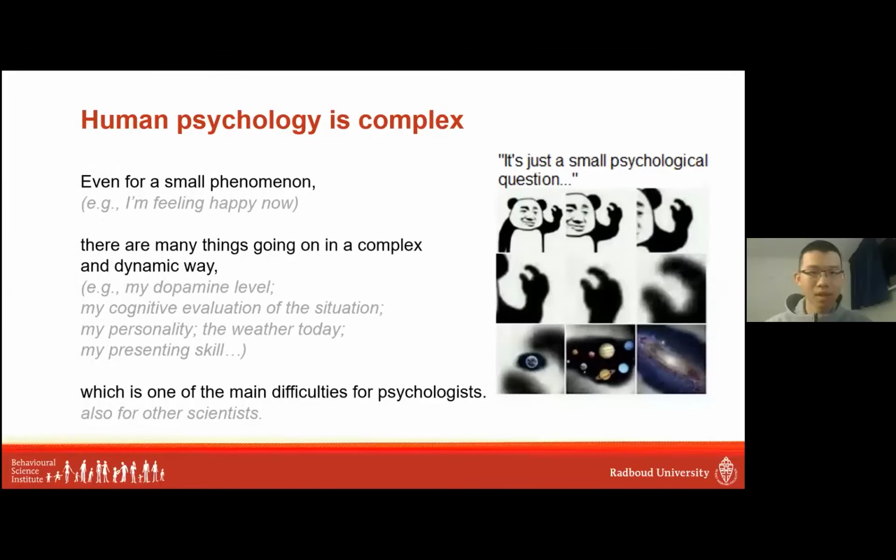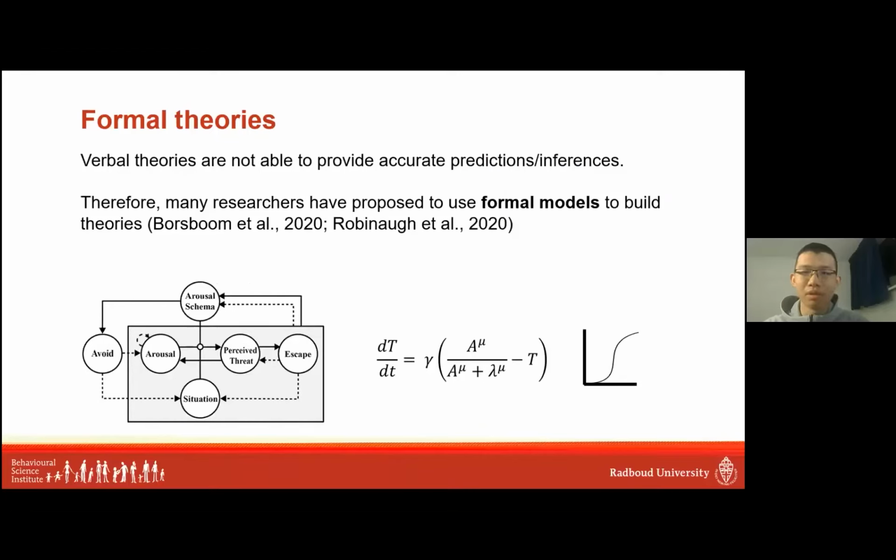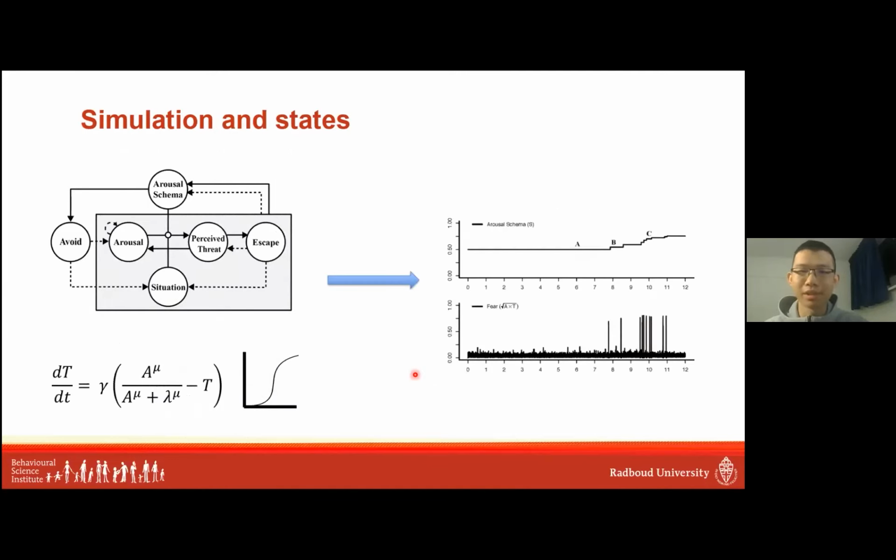Human psychology is a very complex system. That means even for a very small phenomenon, there is a lot going on behind it in a complex and dynamic way. And these complex interactions make psychological phenomena extremely difficult to explain and predict. Traditionally, psychologists usually use verbal theories to describe the interactions of the elements in a system. However, this approach is not precise enough to represent the complex nature inside. Therefore, many psychology researchers have proposed to use formal models to build theories. These formal models usually take the form of differential equations, and all the dynamic interactions in these models are clearly defined. So based on this clear description, we can do many things.